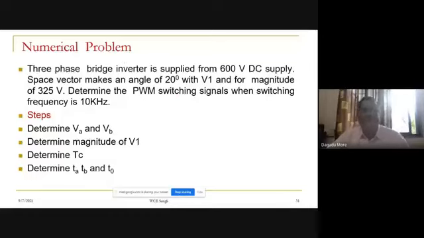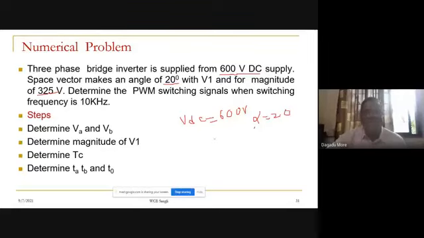So we are given a 3-phase bridge inverter. It is supplied from 600 volts. So our bridge inverter, the two-level inverter, VDC is 600 volt. And what is the magnitude of the space vector? The space vector magnitude is 325, and it makes an angle alpha, which is given. Alpha is 20 degrees.